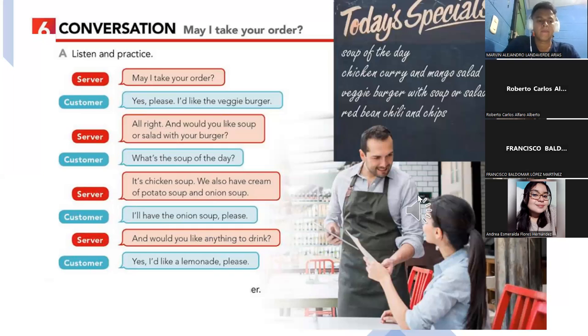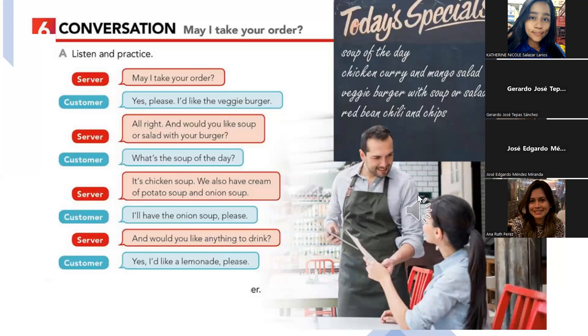Okay. May I take your order? Yes, please. I'd like the veggie burger. All right. Would you like soup or salad with your burger? What's the soup of the day? It's chicken soup. We also have cream of potato soup and onion soup. I'll have the onion soup, please. And would you like anything to drink? Yes, I'd like lemonade, please. Lemonade, very good. Thank you so much.